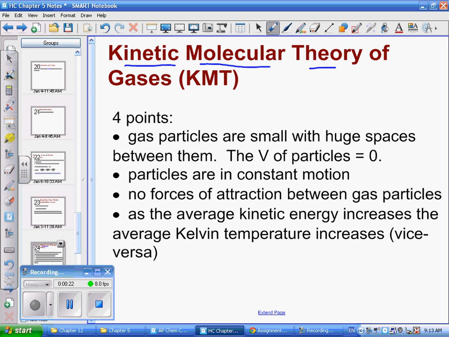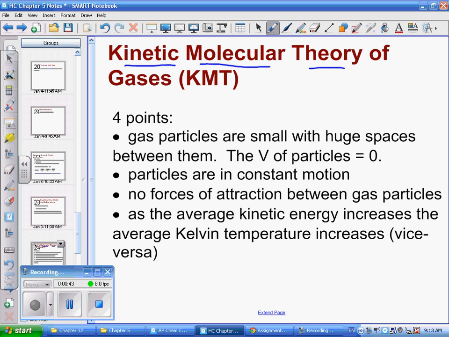And of course, theory means that we've tested this over and over again to come up with some type of really conclusive evidence or statement. So the kinetic molecular theory has to do with particles, molecules, atoms, ions, constantly moving in the form of gases. So the 4 points of kinetic molecular theory, you can read them here just as I can.